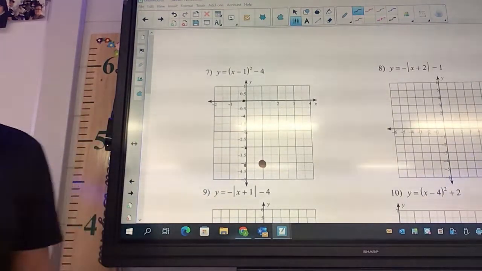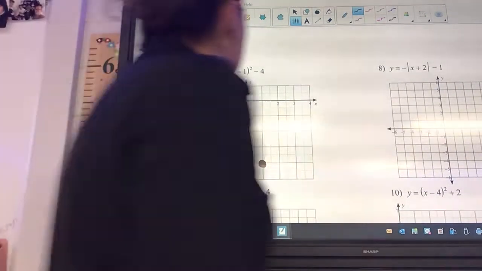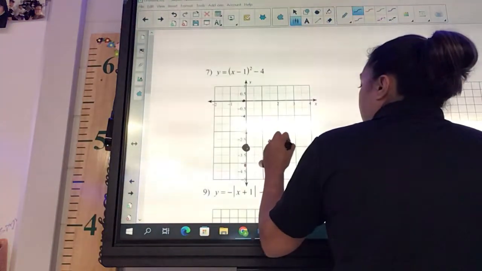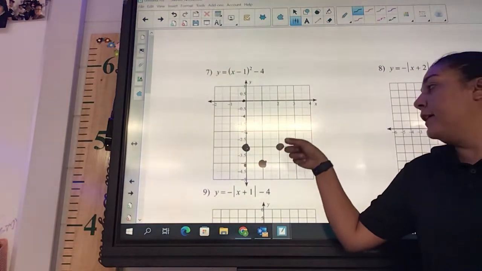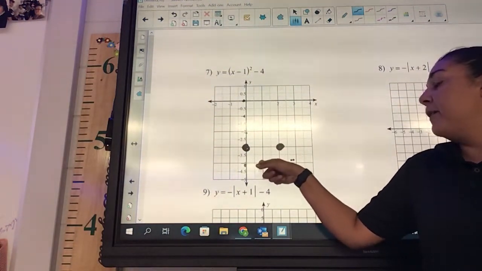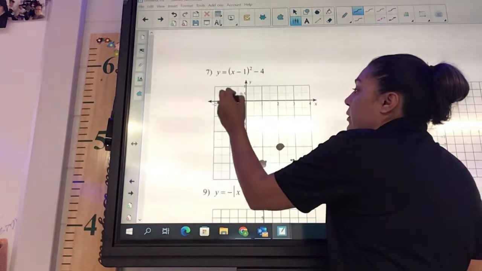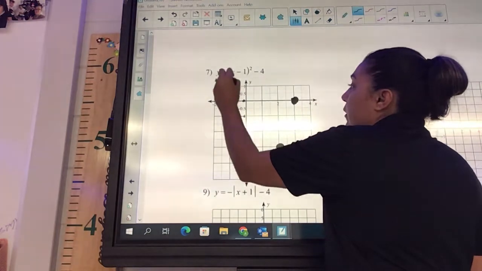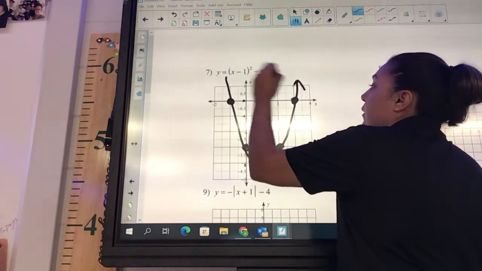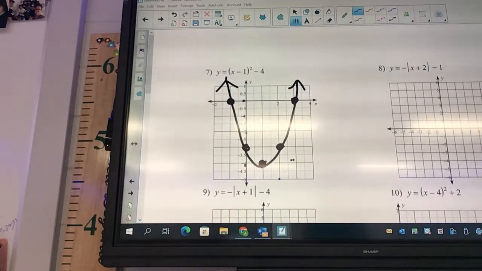Okay, now because this is a U, what do we do? Go up 1 over 1. Then go up 4, 1, 2 over 2. And then from this point, some of you are doing it from here. It's not from these ones, okay? It's from the starting one. You're going to go up 4, 1, 2, 3, 4 over 2. How many points do you have to draw on every graph? 5. Okay.